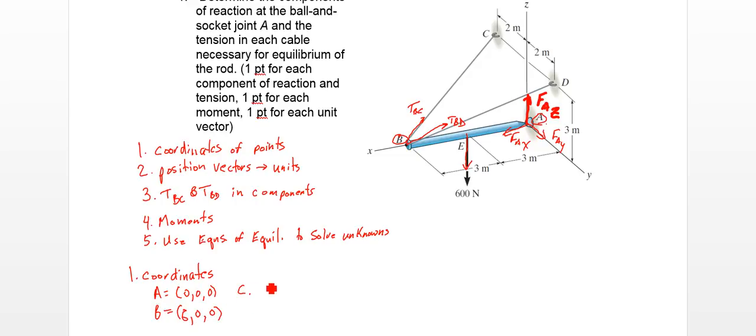C is at 0 in X. It's on the YZ plane over here. And it's negative 2 in Y, and plus 3 in Z. D is pretty similar. It's just the opposite sign for Y. And then finally E. It's halfway along the way from A to B, so it's going to be 3, 0, 0. So we got that section done. Now we'll do our position vectors.